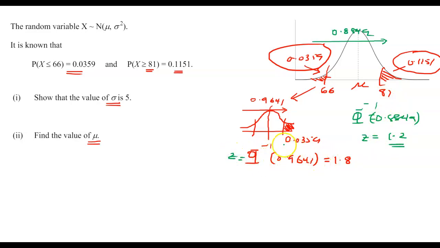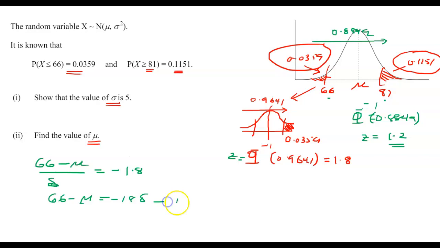Now, how do we find the z value? We find the z values by standardizing. For 66, it is 66 minus the mean mu, which is unknown, over the standard deviation sigma. But we are saying that the value is negative 1.8. When you move the sigma to the other side, you have 66 minus mu equals negative 1.8 sigma.